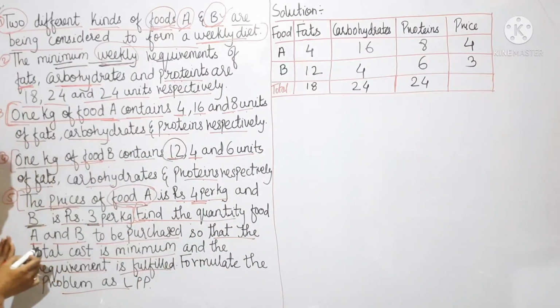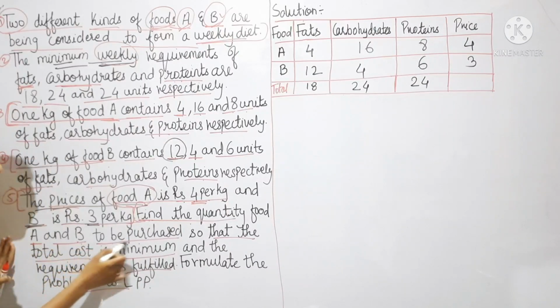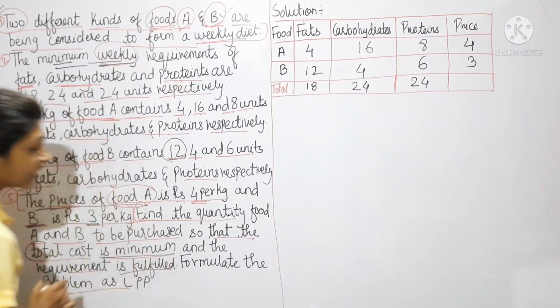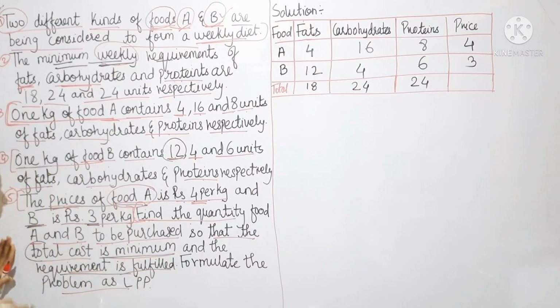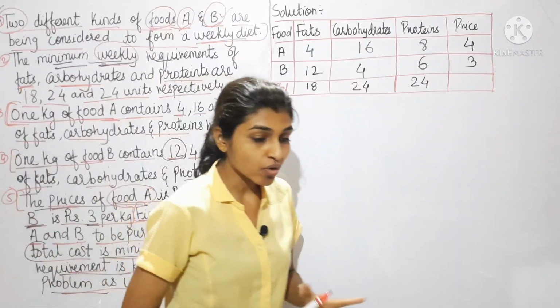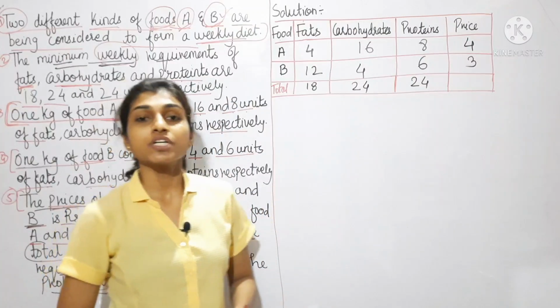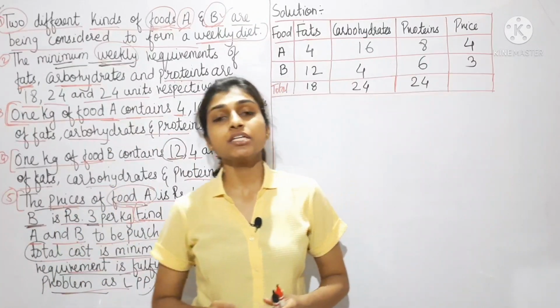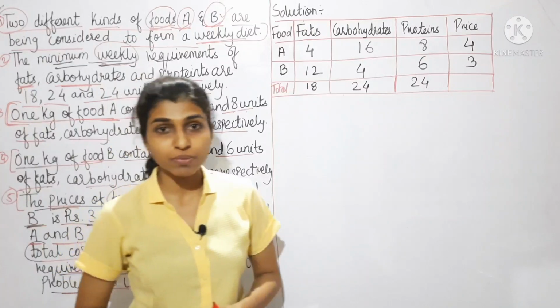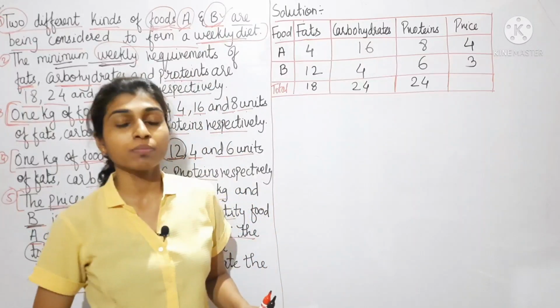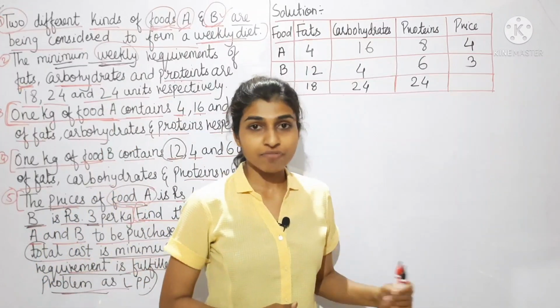Find the quantity of food A and B to be purchased so that the total cost is minimized and the requirement is fulfilled. Formulate the problem as a linear programming problem. There are two methods to solve a problem: the formulation method, and the graphical method and simplex method. The simplex method is not in your syllabus. You have only the formulation method and the graphical method.